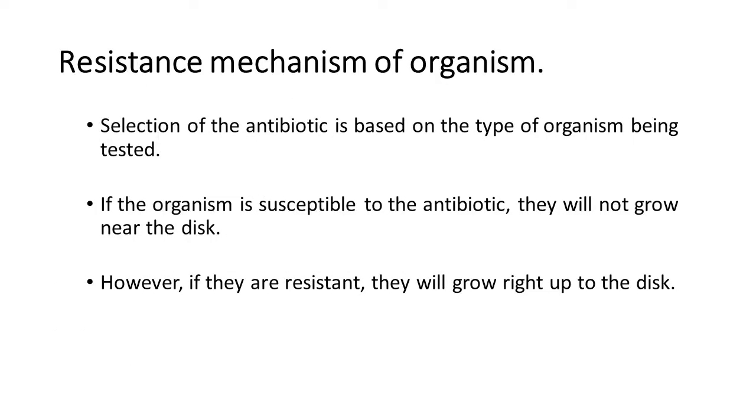Next one, resistant mechanism of organism. Selection of the antibiotic is based on the type of organism being tested. If the organism is susceptible to the antibiotic, it will not grow near the disc. However, if it is resistant, it will grow right up to the disc.